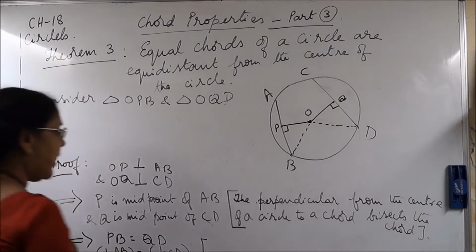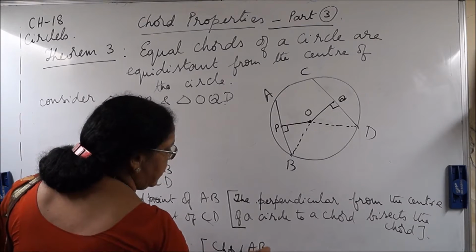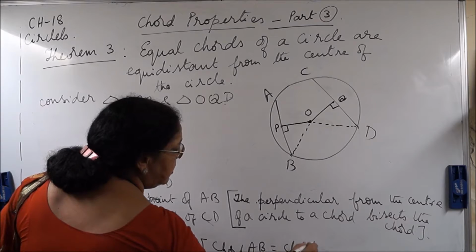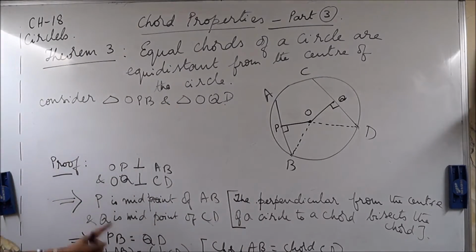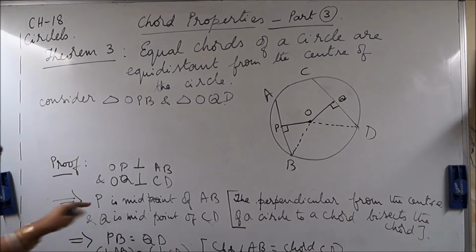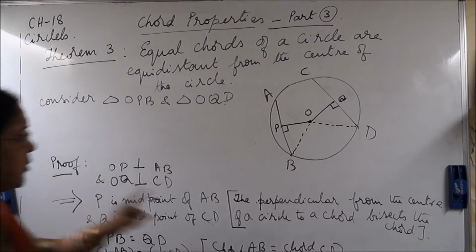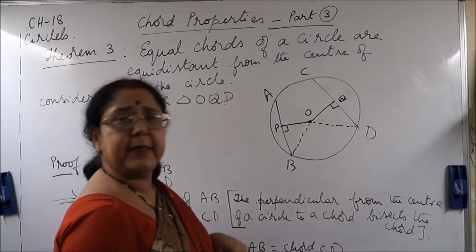And the reason why the halves are equal? Because chord AB is equal to chord CD. That is what is known to us, equal chords. Okay, so their halves automatically will be equal. So PB is half of AB and QD is half of CD. So therefore PB is equal to QD. And that follows from the reason: chord AB is equal to chord CD. And how did we decide that P and Q are midpoints? From the previous theorem, the perpendicular from the center of a circle to a chord bisects the chord.